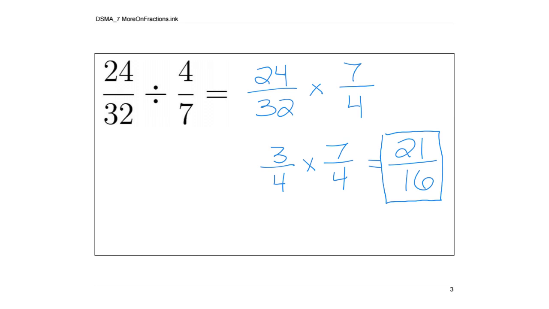So again, what I did was I went ahead and divided by 8, both the numerator and the denominator. That just cleaned things up, because if I multiply across and then try to reduce, that was going to be crazy.